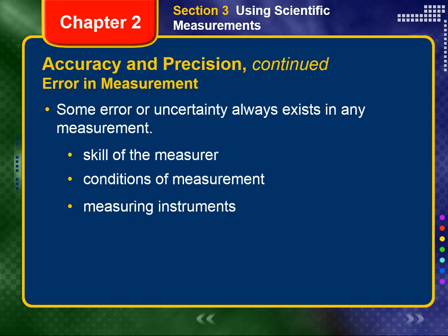Error in measurement. Some error or uncertainty always exists in any measurement. The skill of the measurer places limits on the reliability of the results. The conditions of measurement also affect the outcome. The measuring instruments themselves place limitations on precision. Some balances can be read more precisely than others. The same is true for rulers, graduated cylinders, and other measuring devices.